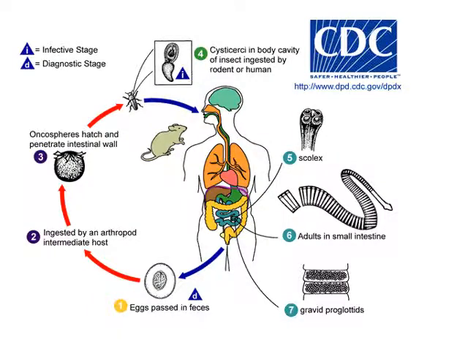This is the life cycle of Hymenolepis diminuta. We see here that it's only one life cycle, with the eggs coming out, ingested by the arthropod intermediate host, and then the oncosphere comes out. The cysticercoid is present in the body cavity of the insect only. When ingested by a rodent or human, it gives rise to a scolex which grows into the other segments.